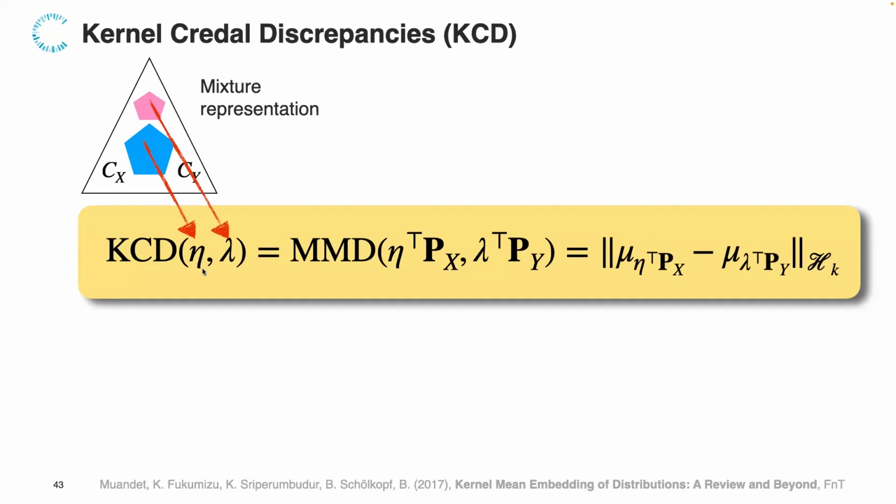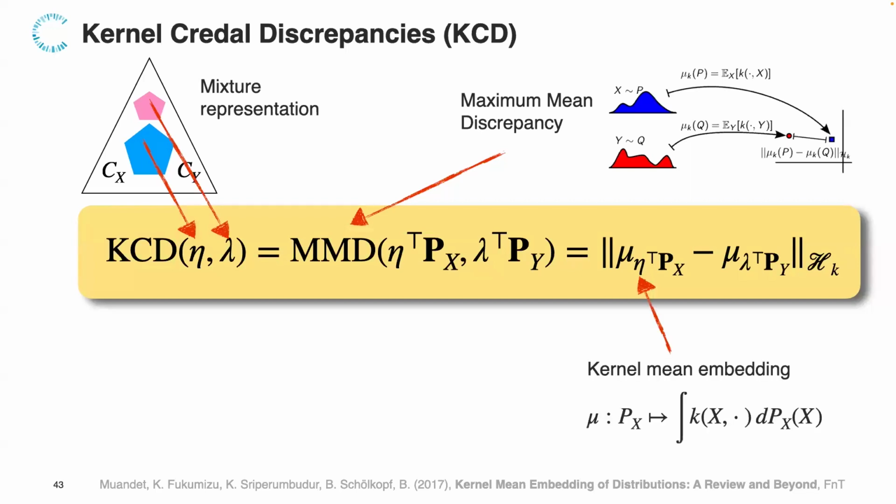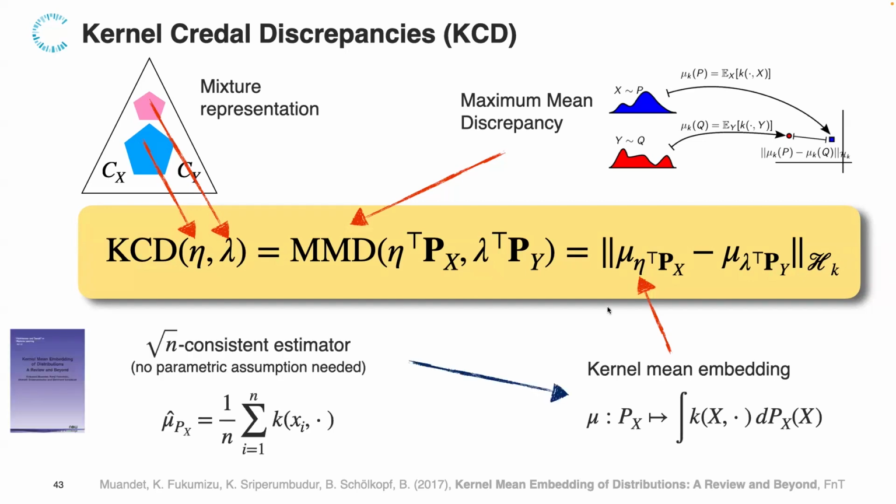So the arguments to KCD are 2 convex weights of the Credal set, because we're working with a convex hull, so the convex weights uniquely identify that particular distribution. As I said, this MMD is trying to compute the RKHS distance between 2 points there. And this, as I said, is the representation of a distribution. And this representation has nice theoretical properties as well, meaning that it actually converges to the true thing, not too slow, root n, 1 over n.